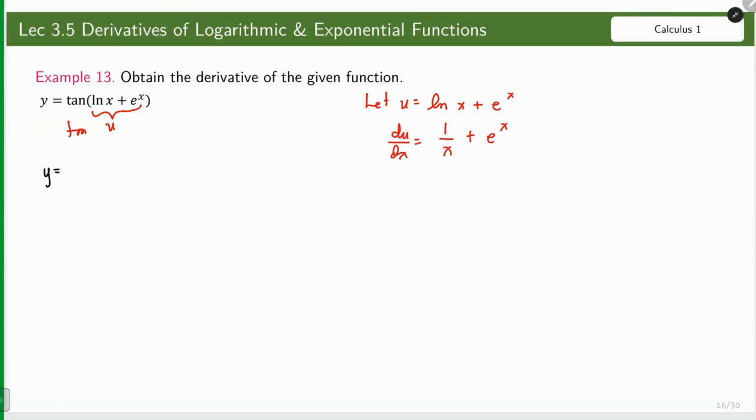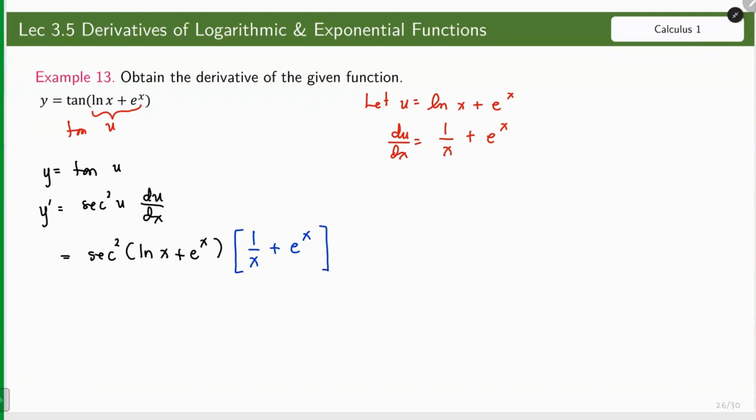We have y is equal to tangent of u. Getting the derivative of that, y prime, we have secant squared u, and then times the derivative of u with respect to x. Since we have already solved the derivative, we can now go back to the original value. So we have secant squared of u, here is the binomial ln x plus e raised to x, and then we multiply it by 1 over x plus e raised to x.